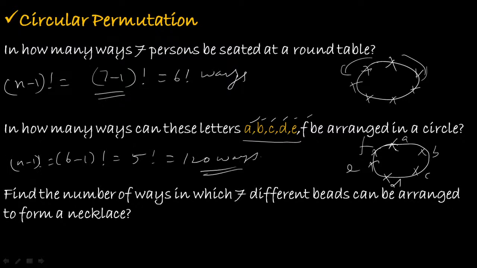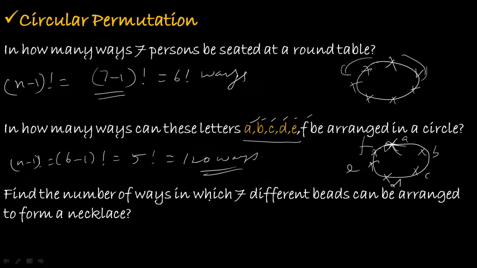Suppose you fix the first position as A, and if you look at the clockwise and the anti-clockwise direction, you will get different permutations. That's why we make use of the formula n minus 1 factorial, which gives you the number of possible arrangements for this problem. Okay, now let me move on to the last problem.